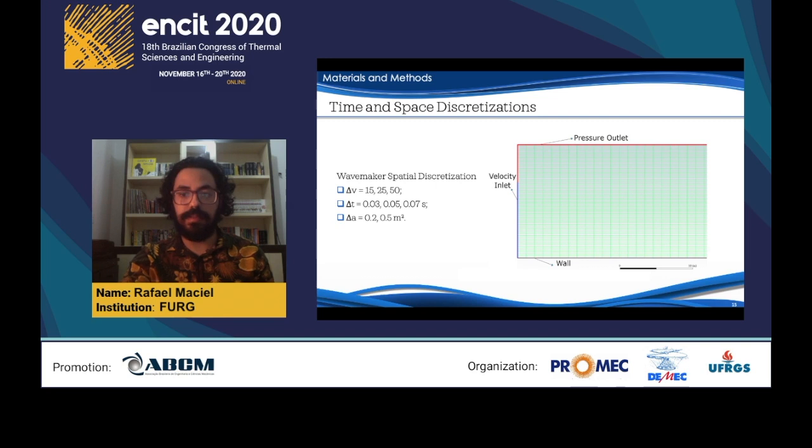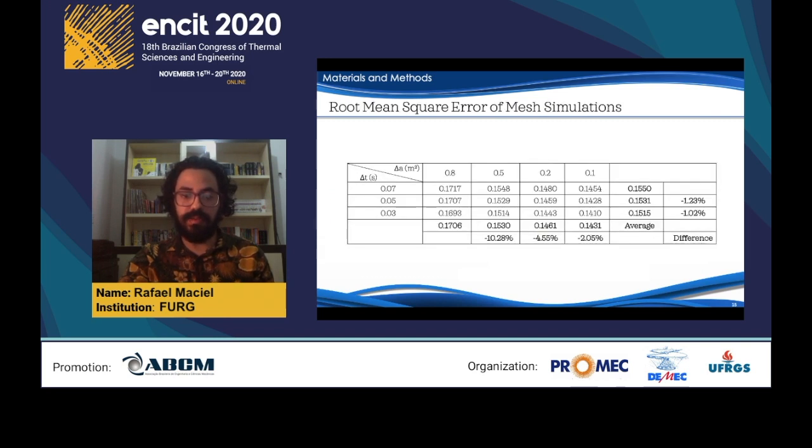The increase in precision when using 25 elements in the wavemaker in comparison to 15 elements did not result in an increase in simulation time. In contrast, the increase from 25 to 50 elements resulted in a large increase in simulation time, but in small, insignificant difference in results. Therefore, 25 divisions was adopted for the wavemaker spatial discretization. Next, the spatial and temporal discretization of the wave flume were defined.